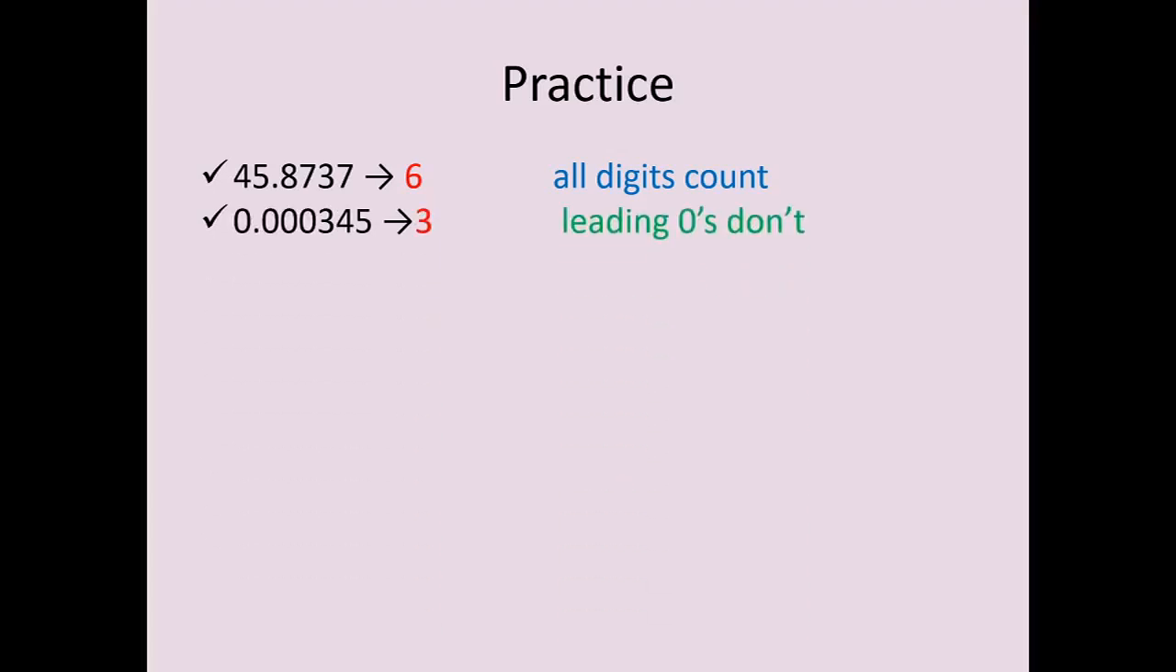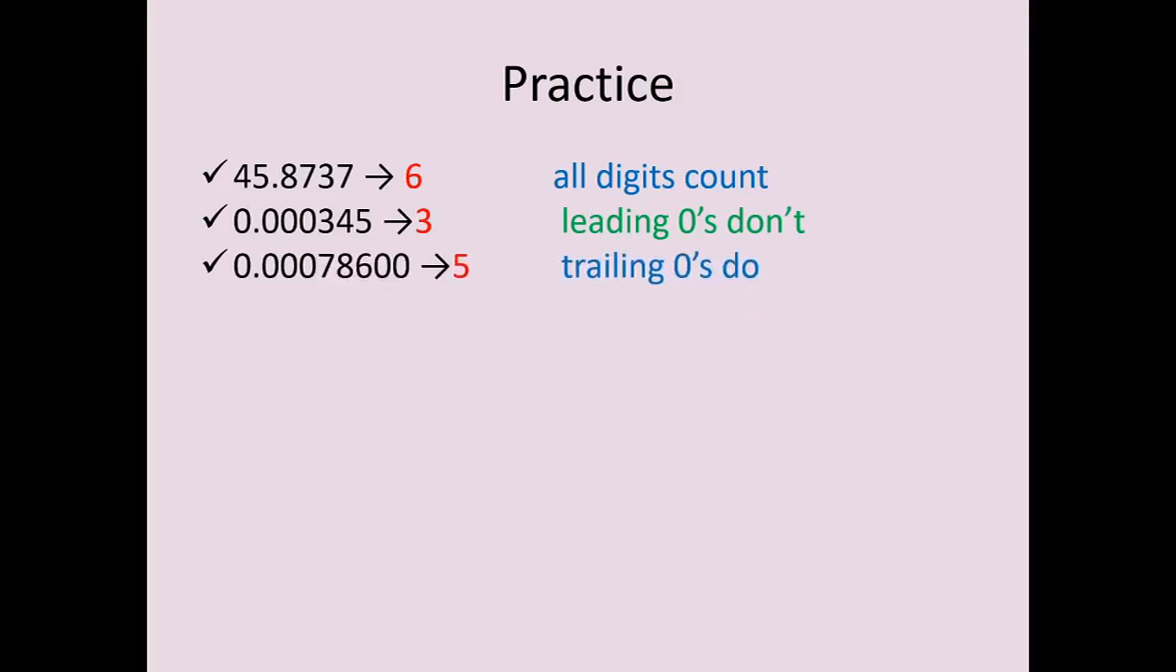The next one is 0.000345. Here in a decimal, the leading zeros are not significant. That is, all zeros before a non-zero digit are not significant. So the answer is 3.